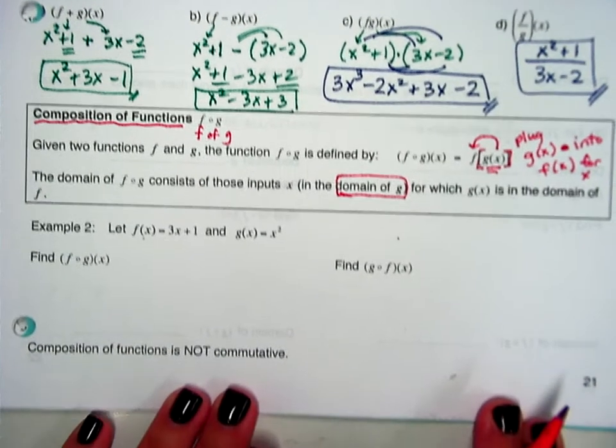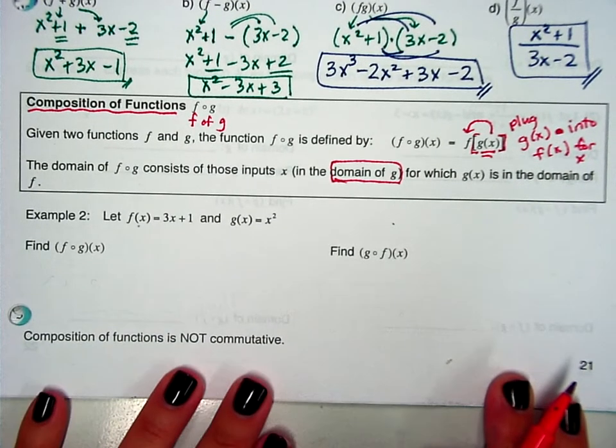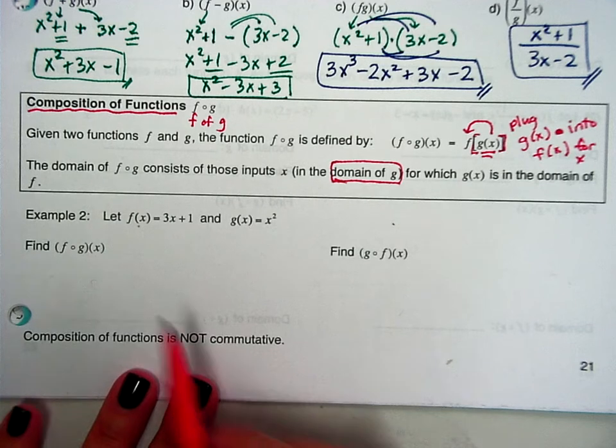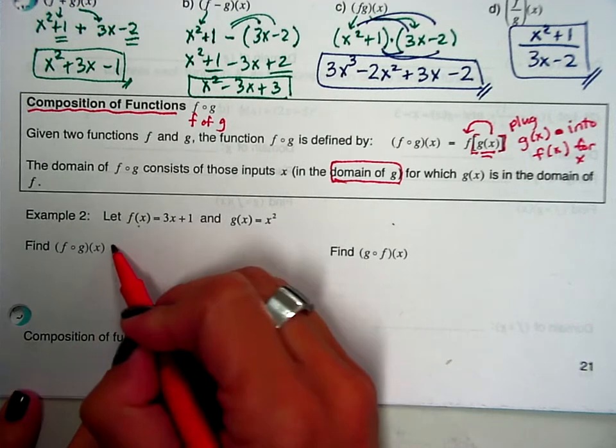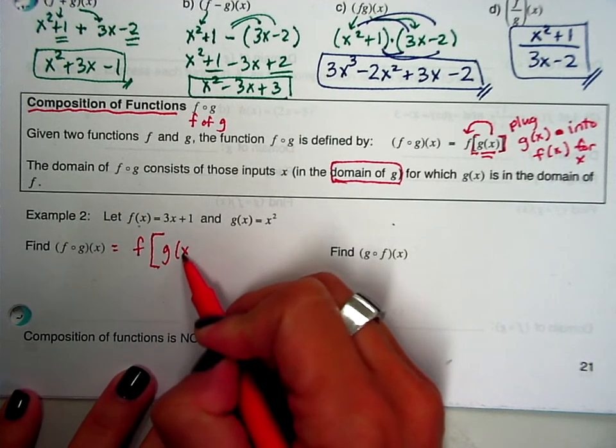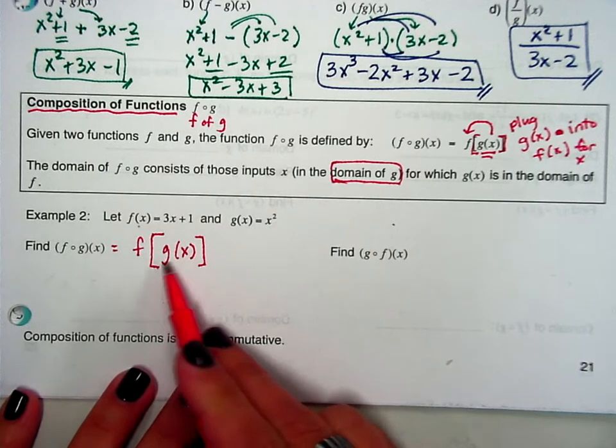So we have f of x is 3x plus 1, and g of x is x squared. They want f of g of x. Well, what does that mean? That means f, and I like to write it like this, where g of x is in parentheses. So f of the quantity g of x. So what does that mean?